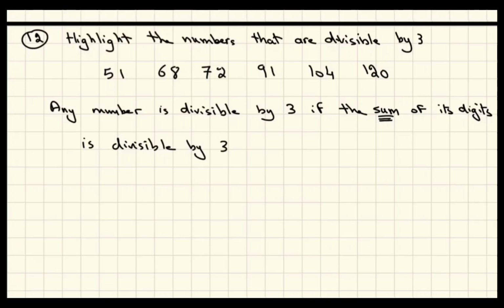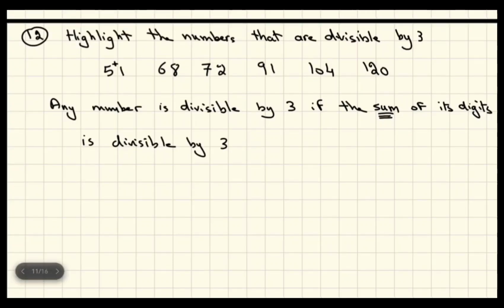For example, I do 5 plus 1, I get 6. Is 6 divisible by 3? Yes. So this number is divisible by 3. 68, I do 6 plus 8, I get 14. Is 14 divisible by 3? No, it's not in the multiplication table of 3, so it's not. Now, 7 plus 2, I get 9. Is 9 divisible by 3? Yes, so this number is divisible by 3.